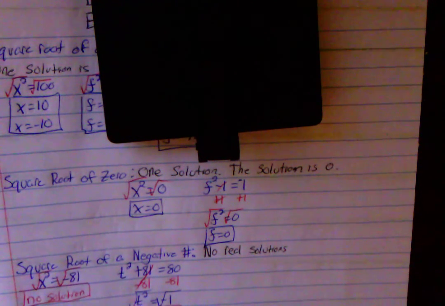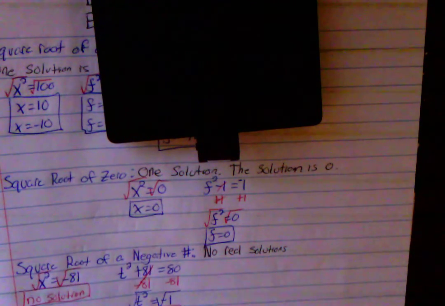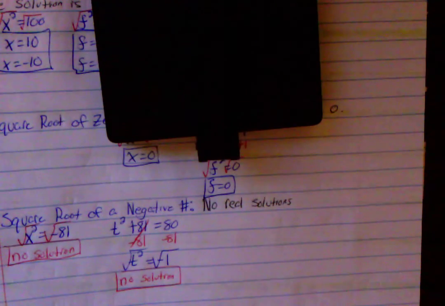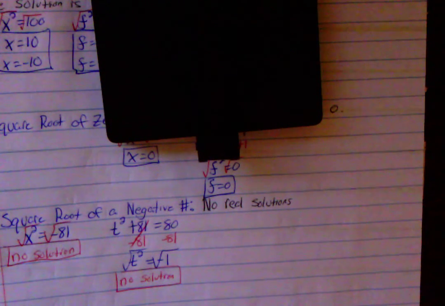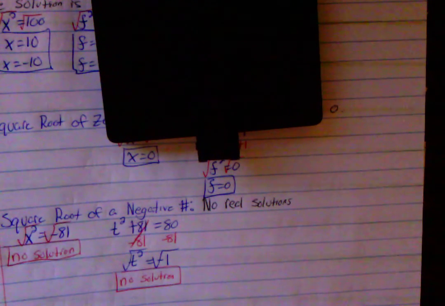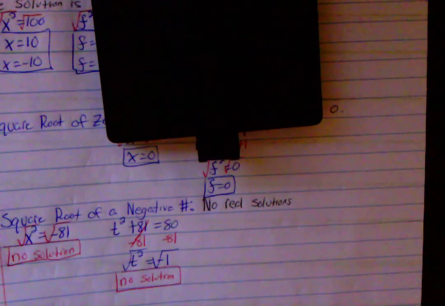And lastly, you might have to take the square root of a negative number. If that's the case, it's no real solutions. And that would be your answer. Just no solution. If you're taking the square root of a negative, it's no solution. If you take a square root of a positive number, 2 real solutions. If you take the square root of 0, you have one solution. That's all for this video.